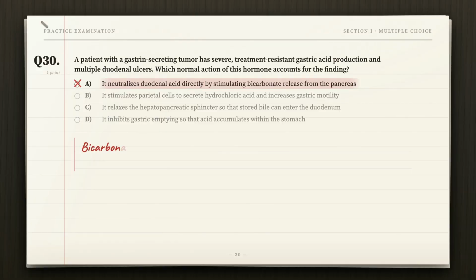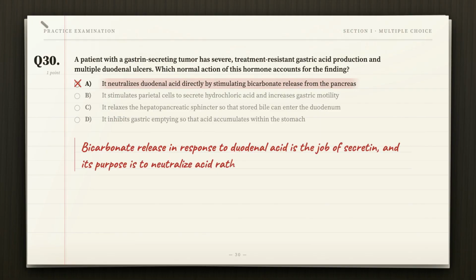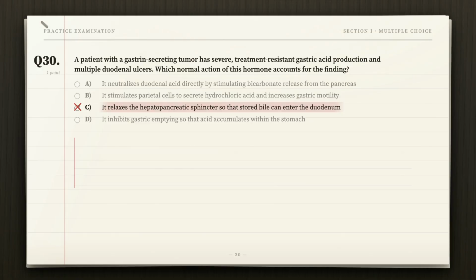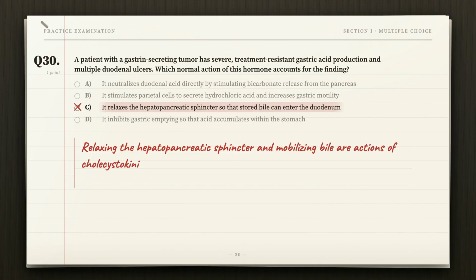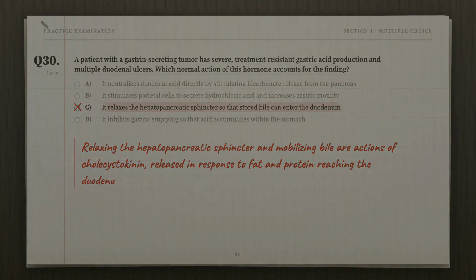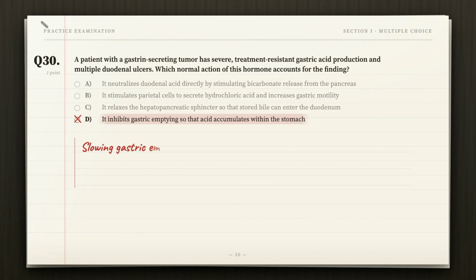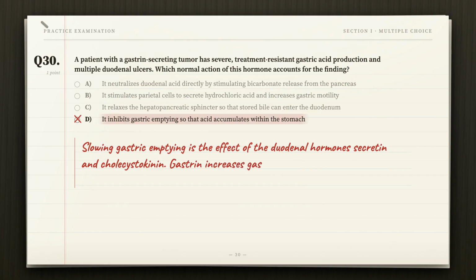A is wrong because bicarbonate release in response to duodenal acid is the job of secretin, and its purpose is to neutralize acid rather than to generate it. C is wrong because relaxing the hepatopancreatic sphincter and mobilizing bile are actions of cholecystokinin, released in response to fat and protein reaching the duodenum. D is wrong because slowing gastric emptying is the effect of the duodenal hormones secretin and cholecystokinin. Gastrin increases gastric activity rather than restraining it.